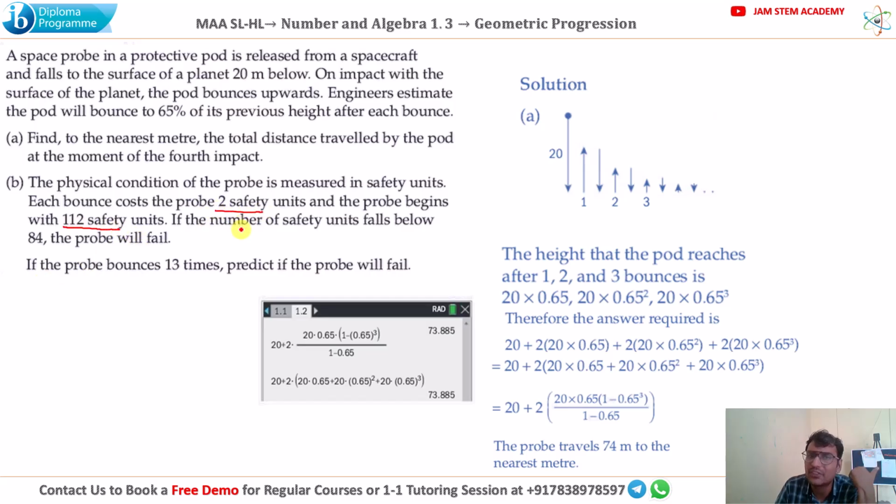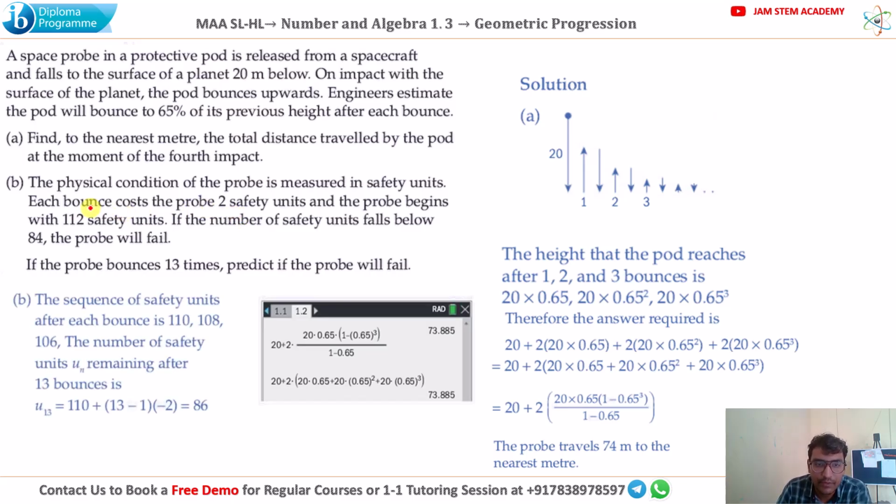So what kind of sequence is this? It is an arithmetic sequence because it starts with 112. Next, after the first bounce, it's 110. After one more bounce, it is 108, and so on, right? So after the first bounce 110, second bounce 108, third bounce 106, right?